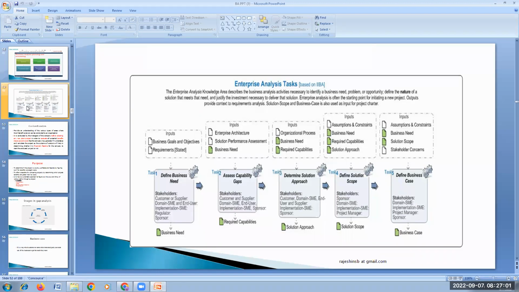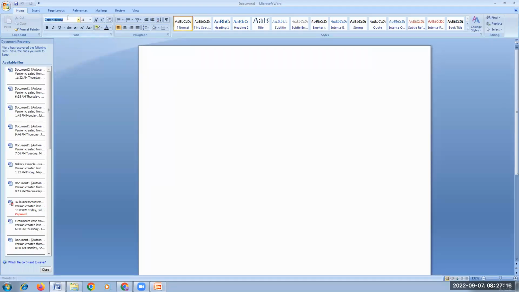So if you'd like to know about assessing the capability gaps, the very first thing we need to do is, first of all, you need to know about the enterprise architecture. This is essentially required. So let me write it down on the Word document so that you will understand this better.